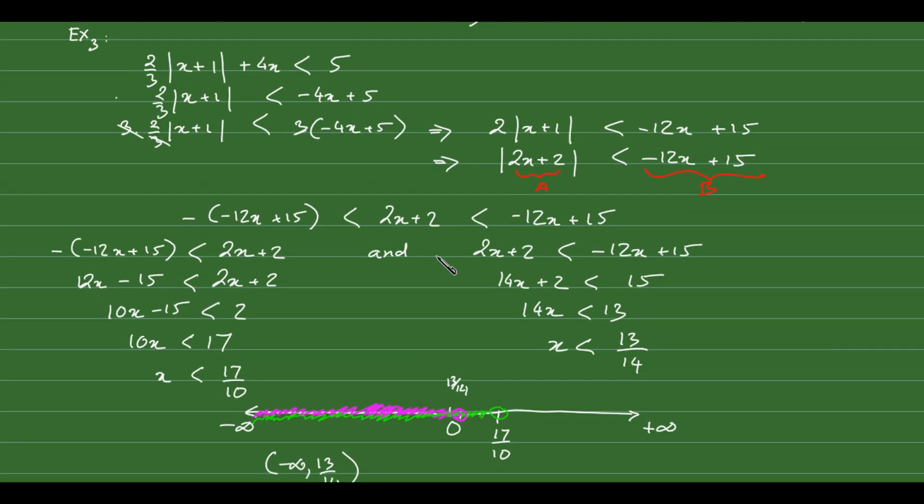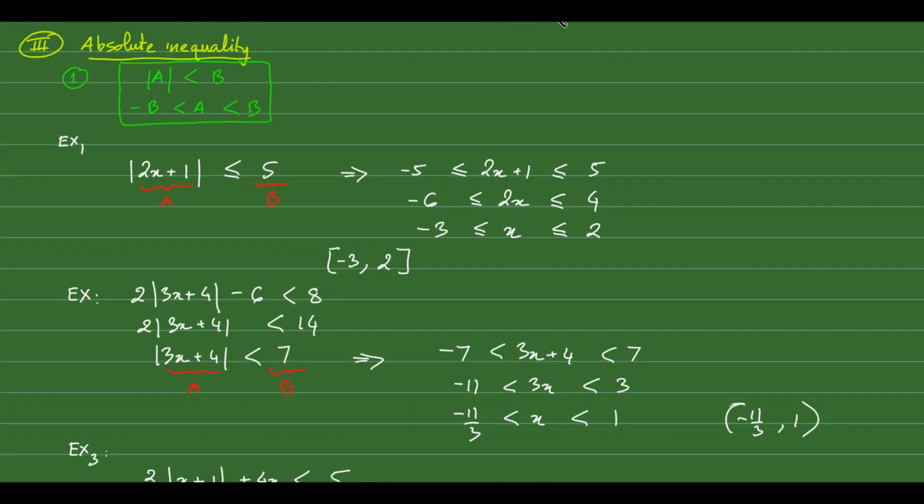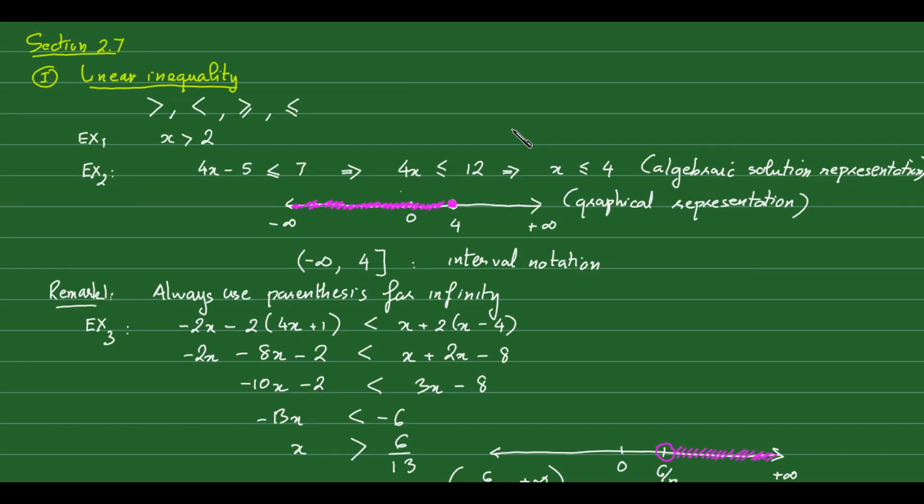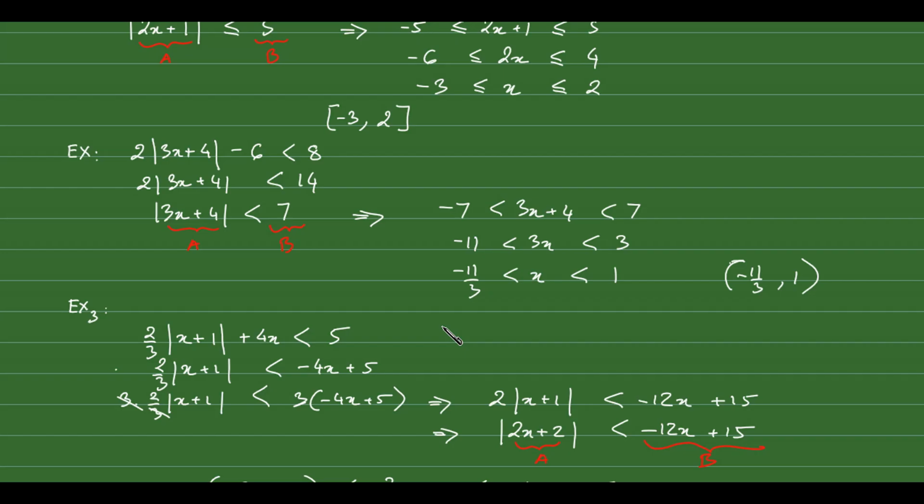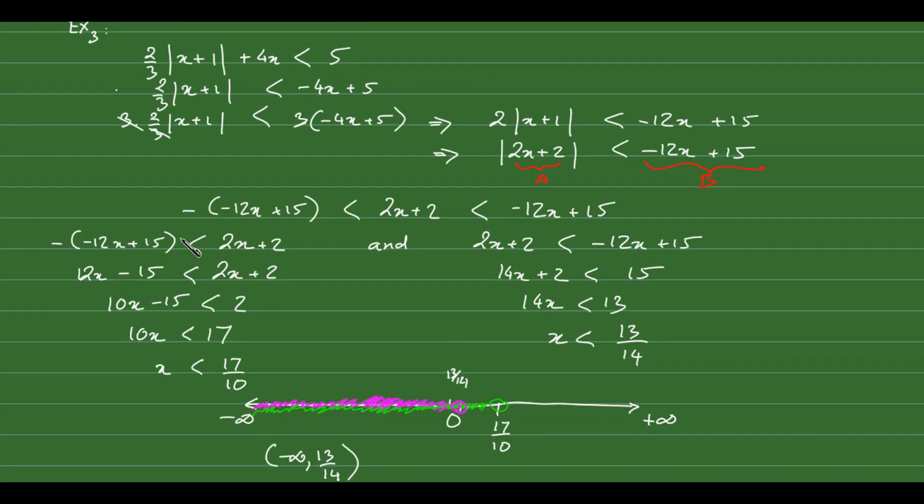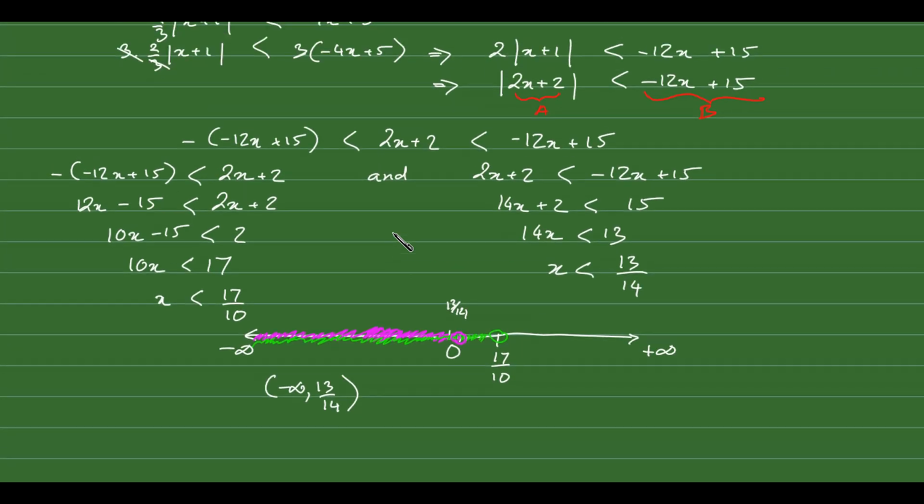So you see that for this compound inequality, you cannot solve directly. It's not like last time. Let me go back to the last one. Like last time, you see over here, you can solve directly from the original one, but for this one, you have to split it up into two. Okay, so you have to be flexible. Sometimes you have to split it up into two, sometimes you keep it like that.